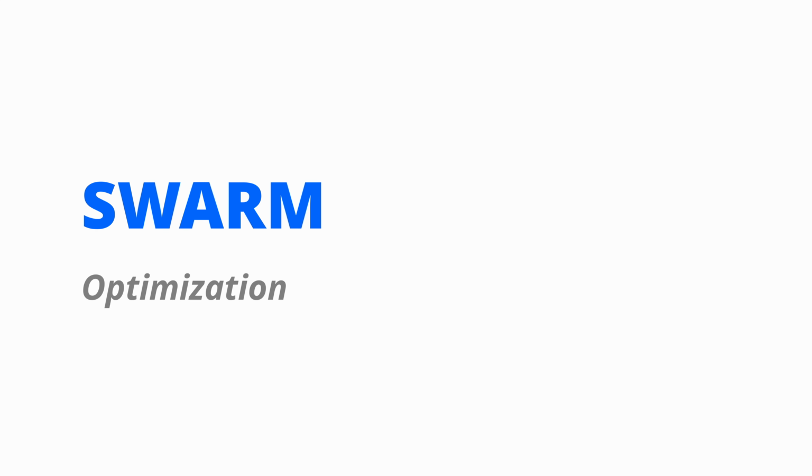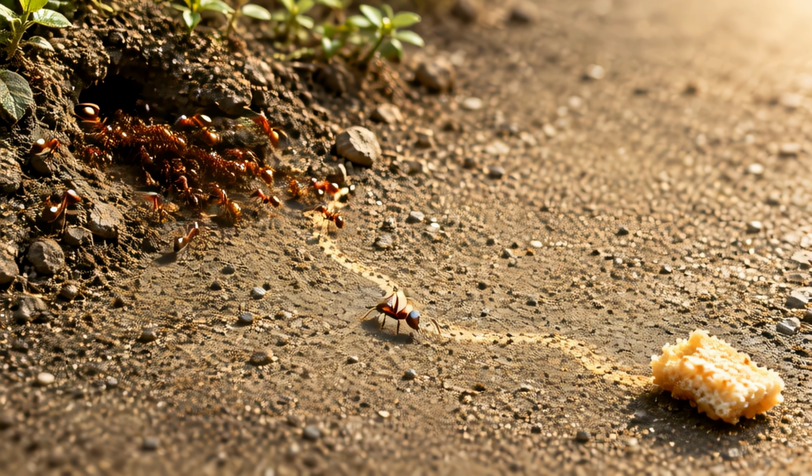Swarm optimization. A colony of ants is finding food. One ant doesn't know where food is. It simply explores. When it finds food, it leaves a scent trail. Other ants follow that trail. Soon, the entire colony discovers the shortest route. That's how swarm optimization works.